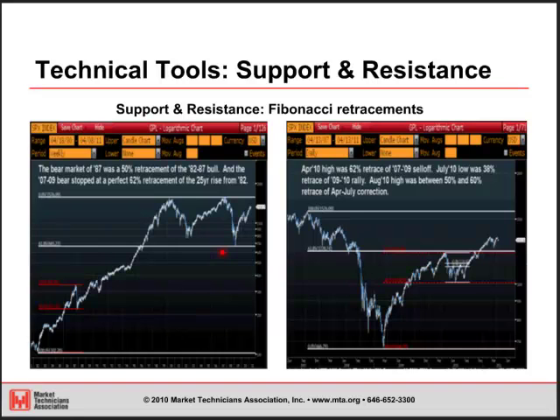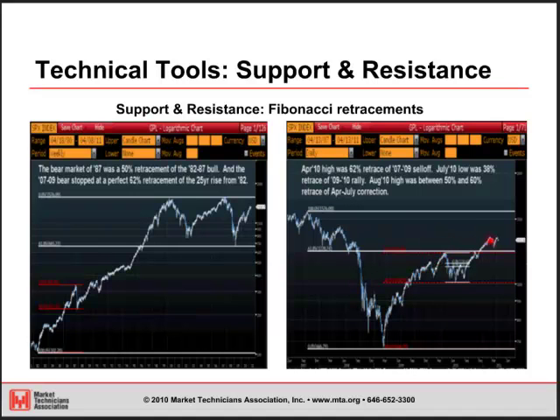Taking it down to a slightly shorter term picture, the April 2010 high, which started a 17% decline over what was effectively just a little over 2 months. So, a pretty significant high here. This came right at a 62% retracement of the entire 07 to 09 bear market. So again, a significant point right at that 62%.